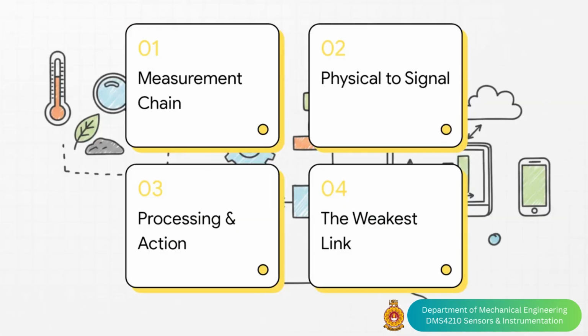Here is our roadmap for today. First, what exactly is a measurement chain? Second, moving from physical to signal. Third, processing and taking action. And finally, the weakest link principle.